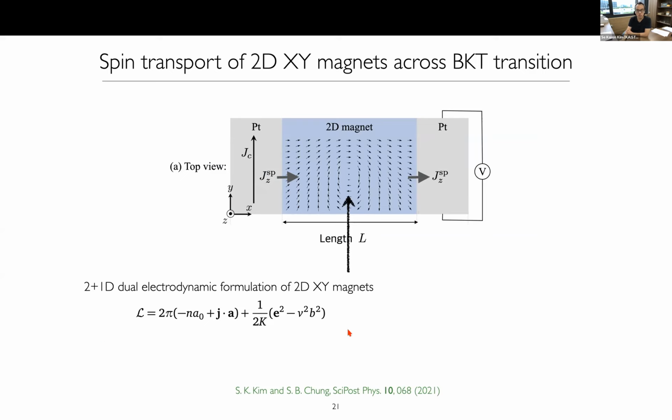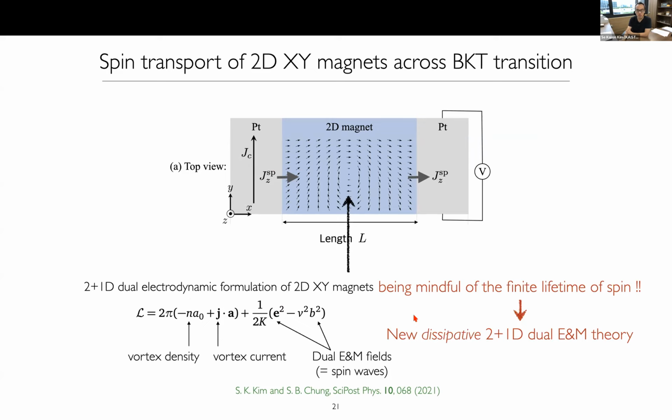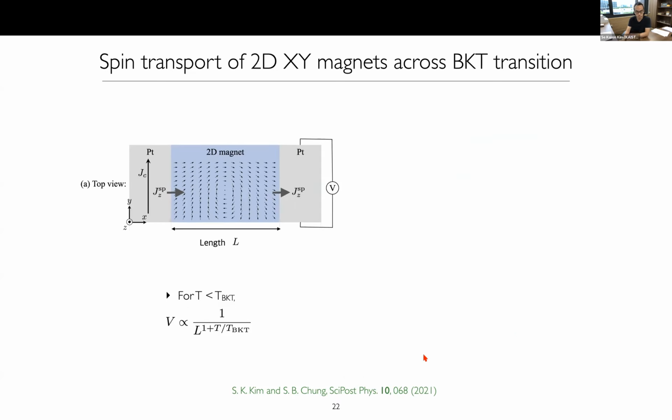On the theoretical side, we can formulate this superfluid story with this 2+1D dual electrodynamic formulation. We can write down this kind of Lagrangian in terms of vortices and spin waves, and we can do some research. If you are interested in details, you can look up this theoretical paper.